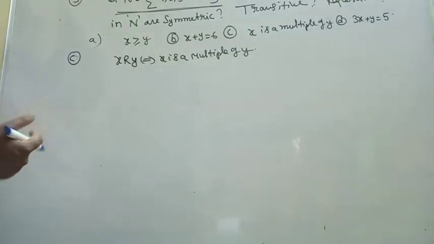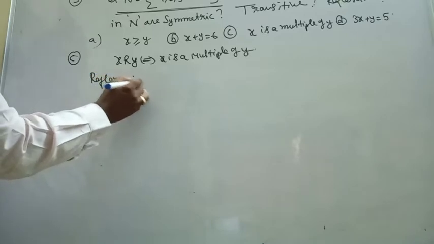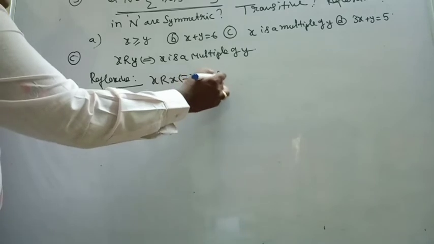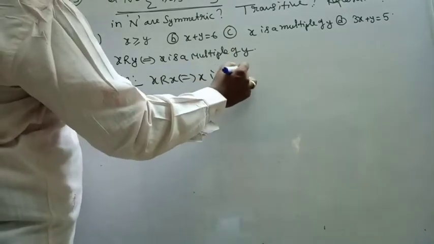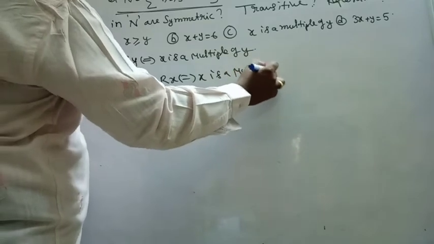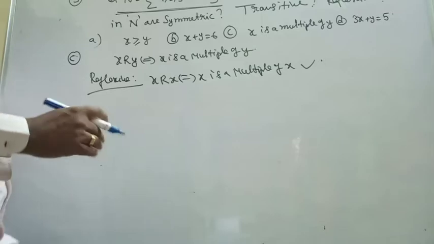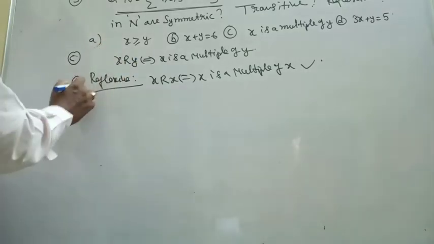Is it true or not? Let us see. First, reflexive. Reflexive means x is related to x. That means x is a multiple of x. Every number is a multiple of itself. 2 is a multiple of 2, 3 is a multiple of 3. Therefore, it is satisfying the reflexive property.